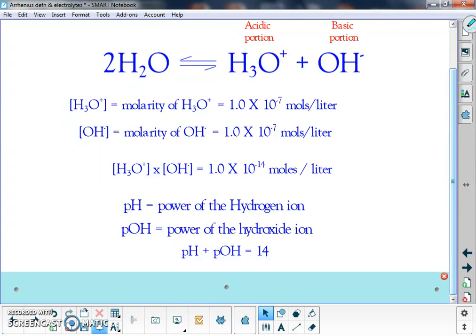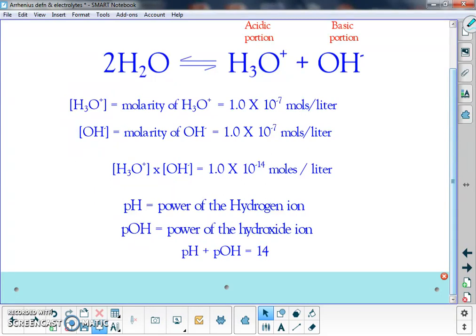So when we talk about acids and bases, we talk about acids having a pH less than 7, bases having a pH greater than 7. This is the reason why. If we have a hydrogen ion concentration that will be less than 7, it'll be 1 times 10 to the negative 7, or 1 times 10 to the negative 6, or 1 times 10 to the negative 5. All of those would be acidic solutions.